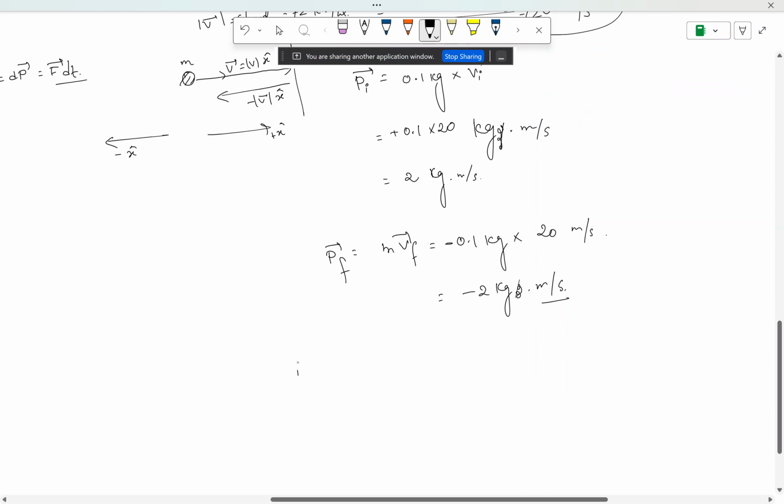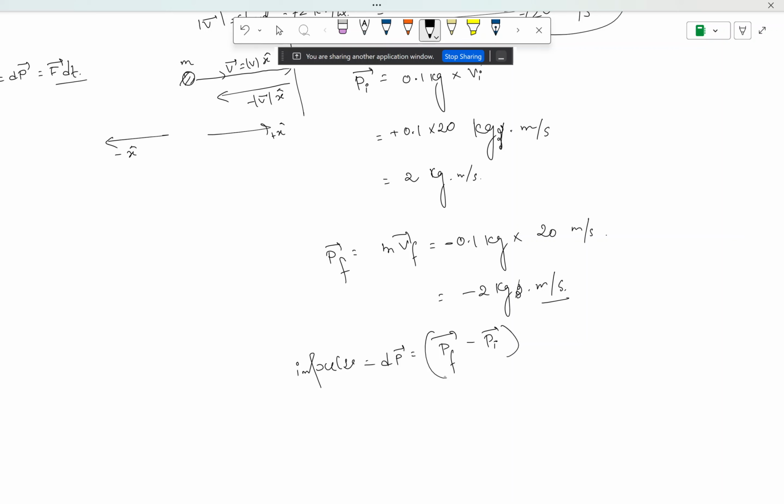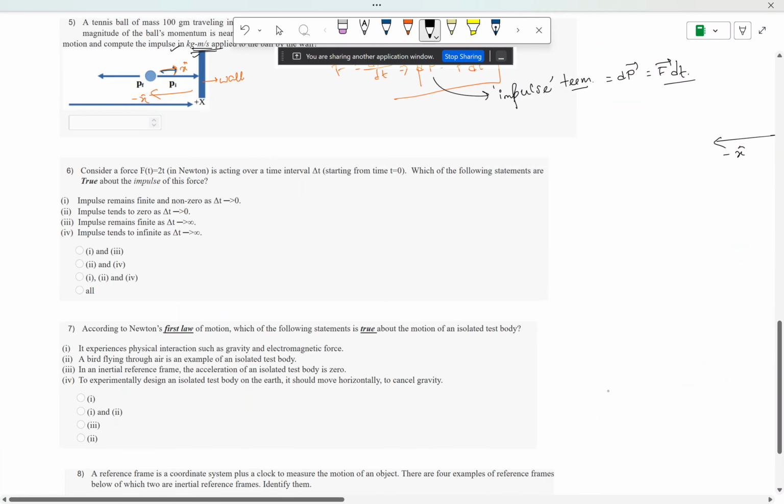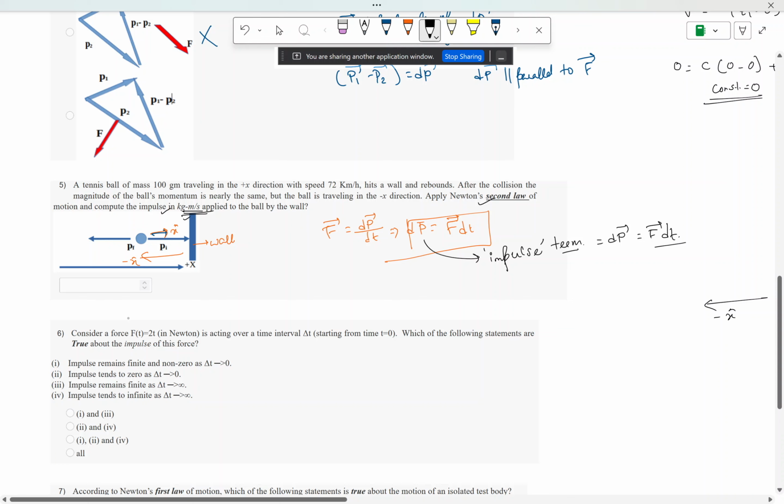Now what is the impulse? Impulse is simply dp vector. dp is p final vector minus p initial vector. The final is minus 2 x cap and the initial was 2 x cap, so the whole thing becomes minus 4 x cap. So this is the impulse, minus 4, and this is the answer to the question.